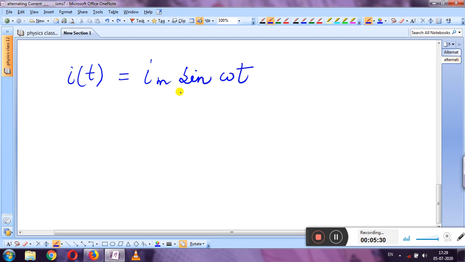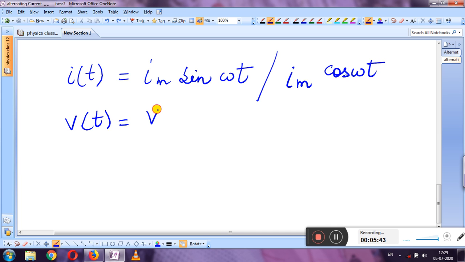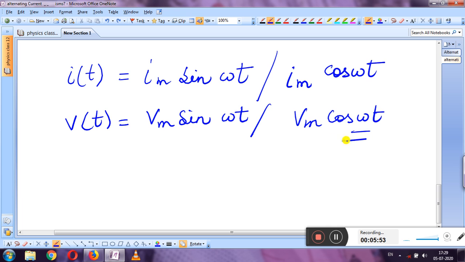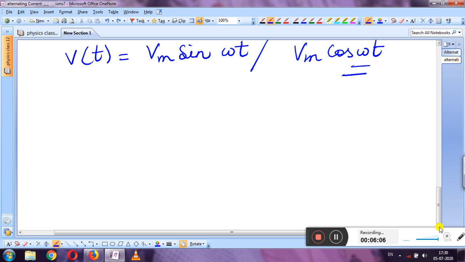I have taken this expression, but remember children, you can also take Im cos omega t. In the same way, for Vt I have taken Vm sin omega t, but if you want to take Vm cos omega t, then this also you can take. No problem will come in taking cos part instead of sin. Right? I hope there will be no problem now. Now we can do our derivation.